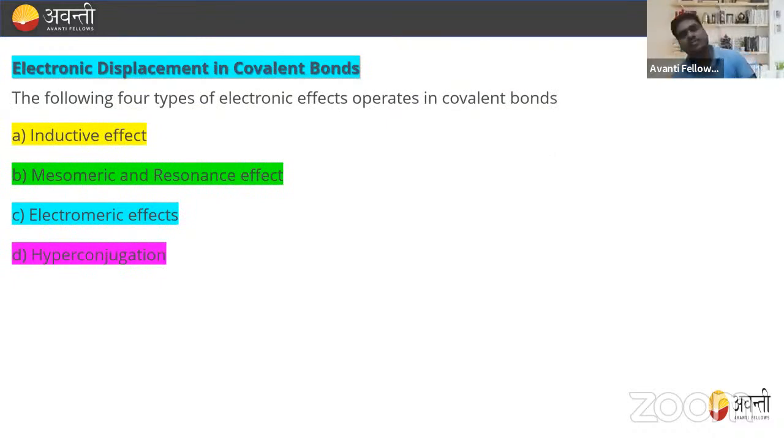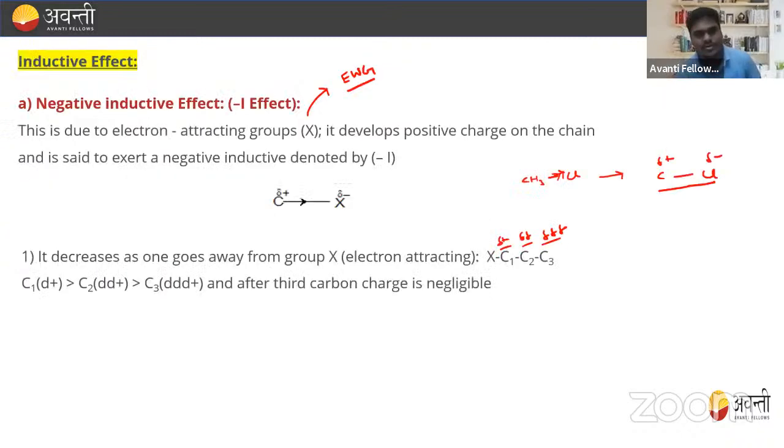Now we have electronic displacement in the covalent bond. In total we have 4 types of electronic displacement in the covalent bond: the inductive effect, the mesomeric or resonance effect, the electromeric effect, and hyperconjugation. You need to remember all these 4.